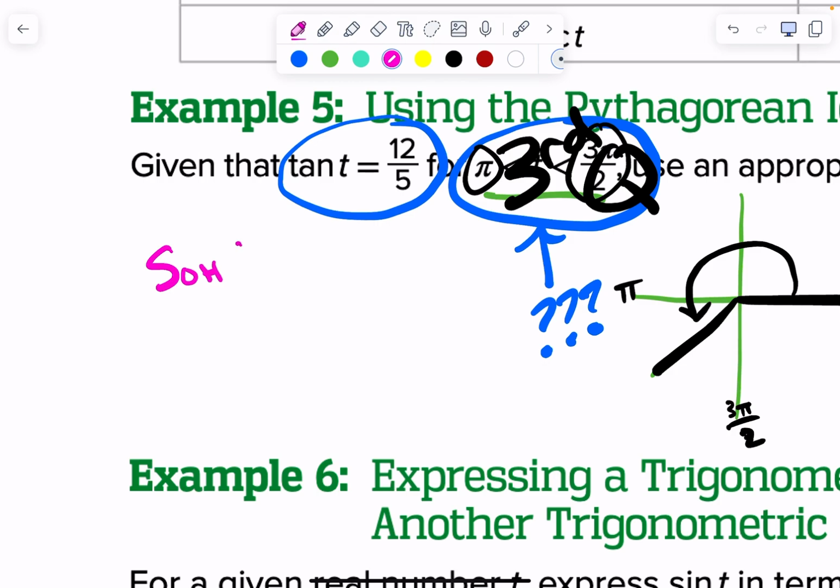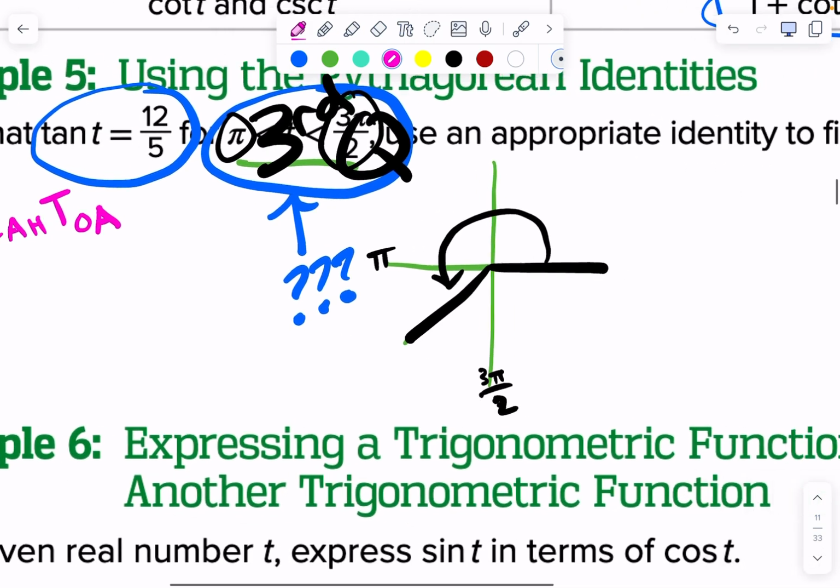Who loves SOHCAHTOA? No. It's not that bad. You don't love it? Okay, I love SOHCAHTOA. SOHCAHTOA is my friend. So there he is. Do you guys remember what SOHCAHTOA means? Opposite, hypotenuse, adjacent, that type of thing? Yeah? Right. Fine.